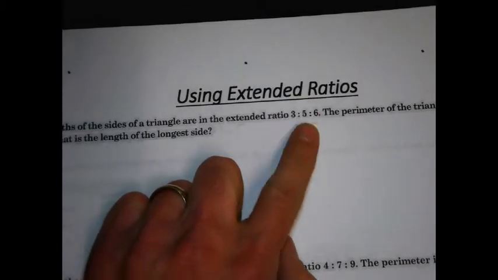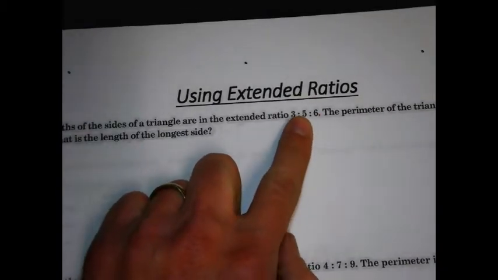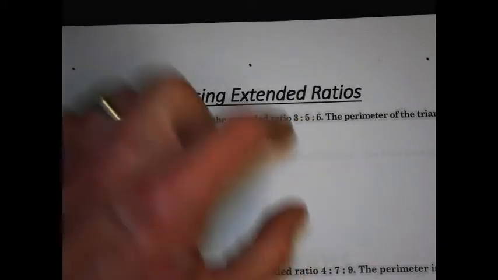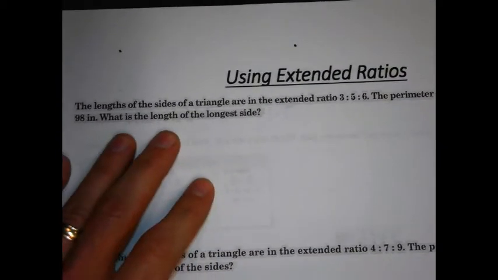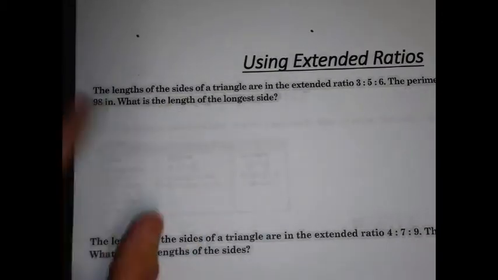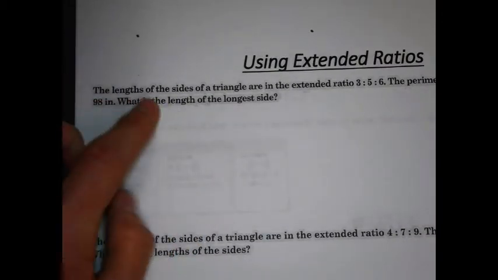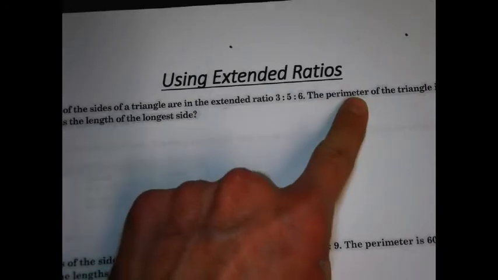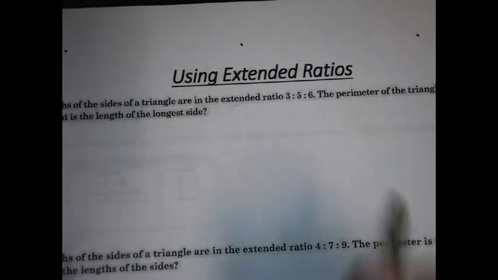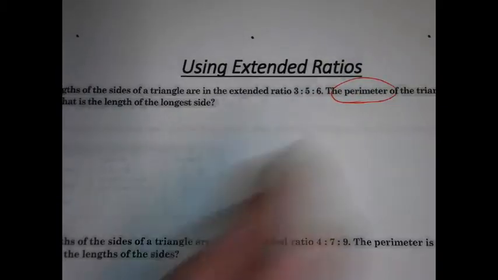Okay, this is what we did in, I think, the first video where we had the three equal ratios, that big in proportions. This is the same thing that's happening here, but now we're going to do some geometry with it. The lengths of the sides of a triangle are in the extended ratio of 3 to 5 to 6. The perimeter is 98 inches. So what's the length of the longest side?